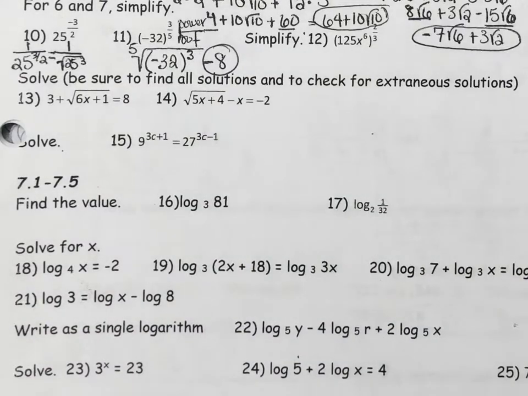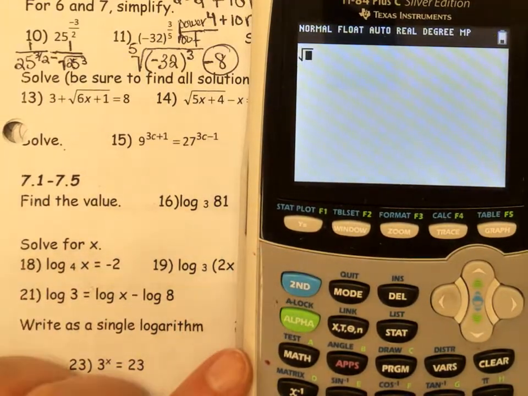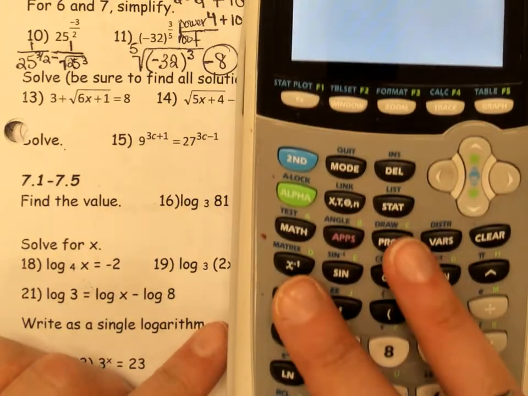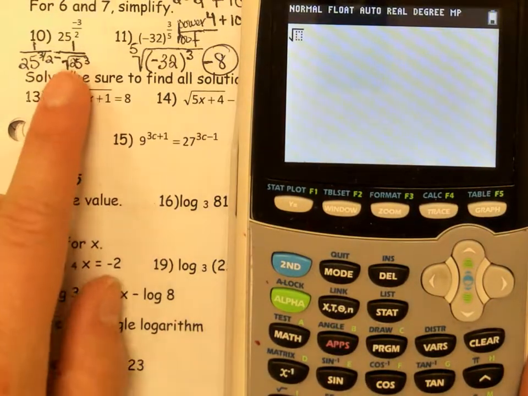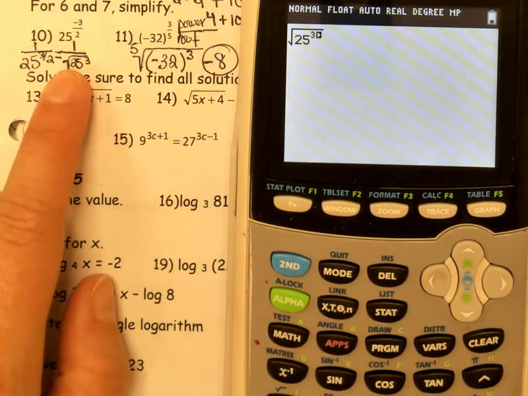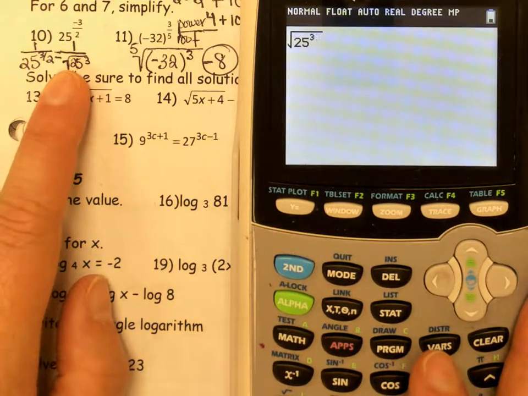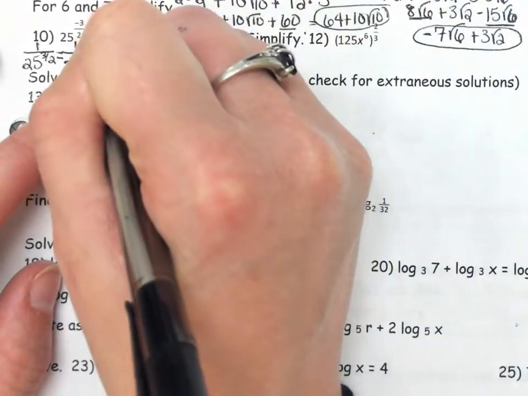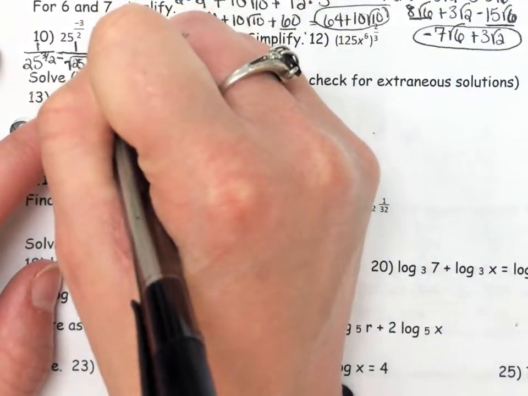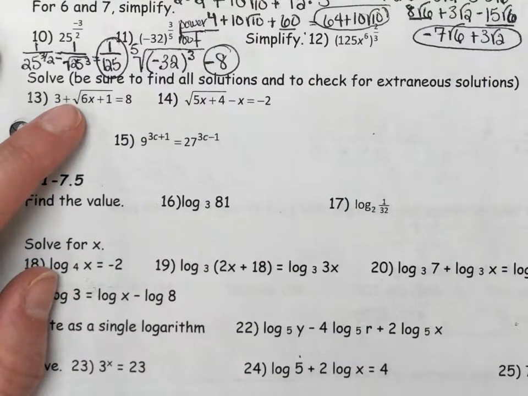Alright, grab your calculators. Calculator, calculator, calculator. Here we go. Alright, square root is just on the side of your calculator. Second square root right there. And then 25 to the 3rd power. What'd you get? How much? So it's 1 over 125. Y'all okay?